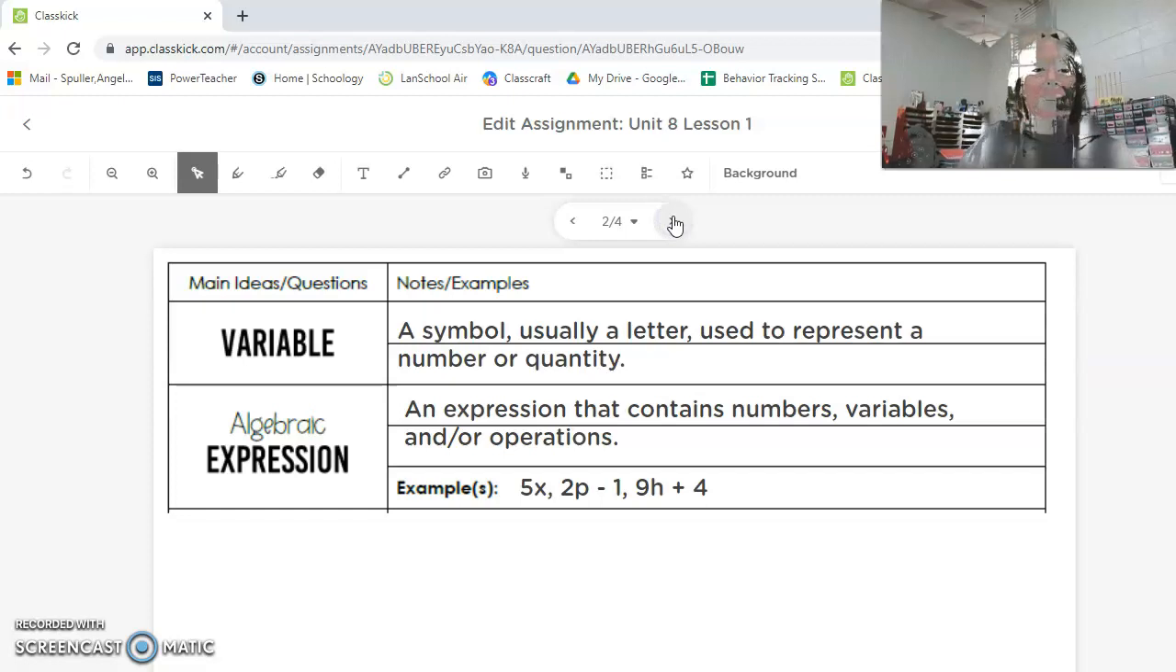All right, so what is a variable? A variable is a symbol, usually a letter, used to represent a number or a quantity. An expression or an algebraic expression is an expression that contains numbers, variables, and/or operations. So notice down here: 5x, 2p minus 1, 9h plus 4.